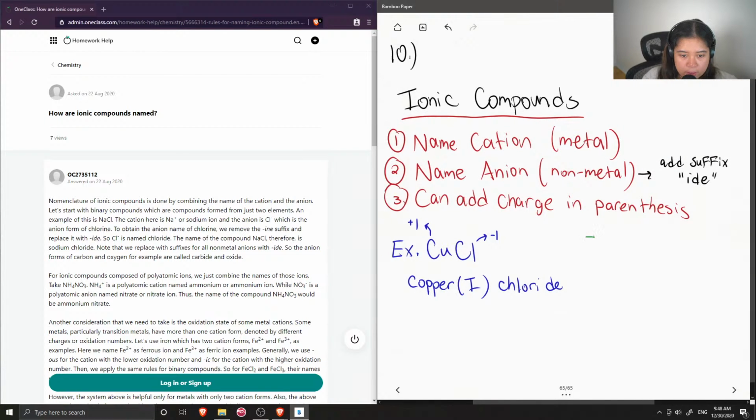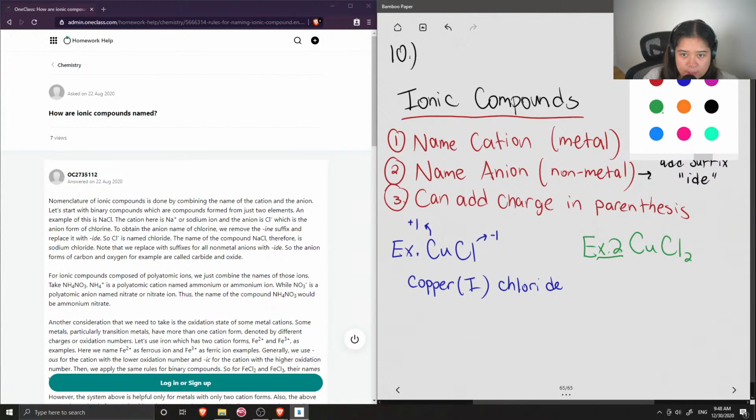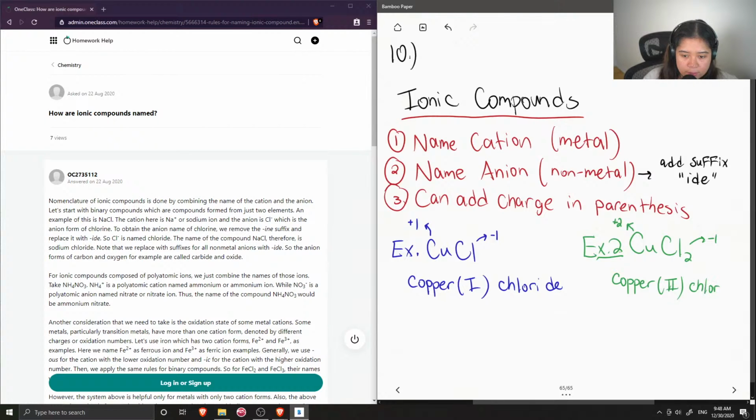Okay, so let's show another example. If we had 2 atoms of chlorine reacting with 1 atom of copper, each chlorine has a -1, but since there are 2 of them, this means that the oxidation number for copper should be +2 if we want the overall charge to be neutral. So the name of this ionic compound is copper 2 and then chloride.